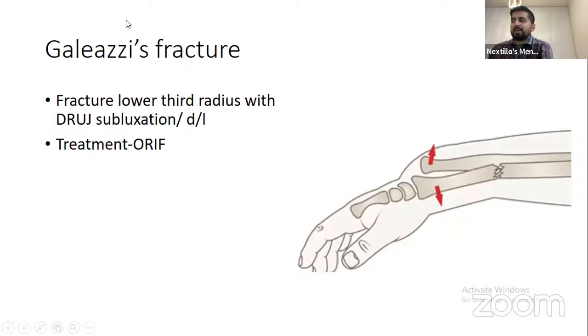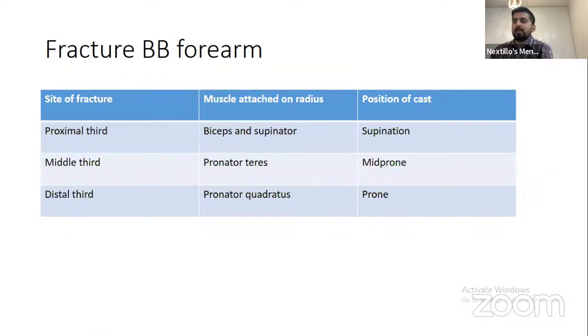Now, Galeazzi's fracture is the fracture of the distal third of the radius and subluxation or dislocation of the distal radio-ulnar joint. This is the Galeazzi's fracture, and the treatment of choice in this type of fracture is ORIF or open reduction and internal fixation.